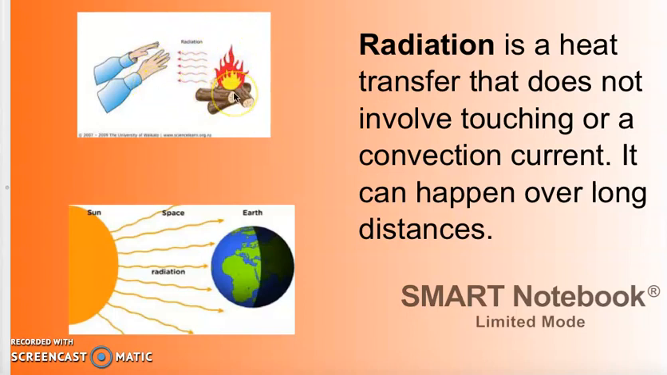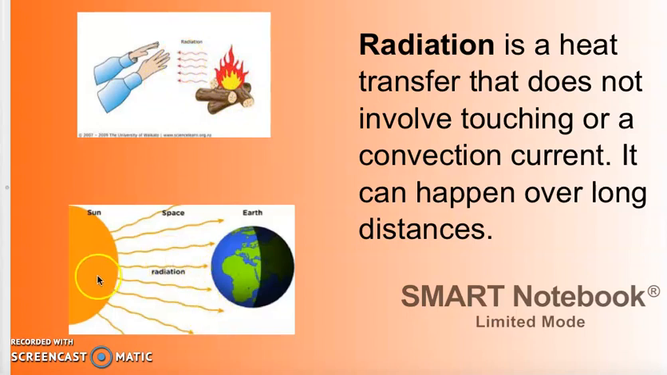And if this were a big enough fire, you could feel the heat 100 feet away. But that would be because of radiation. You're not in the convection current. You are far enough away to where you do feel that heat going to it.